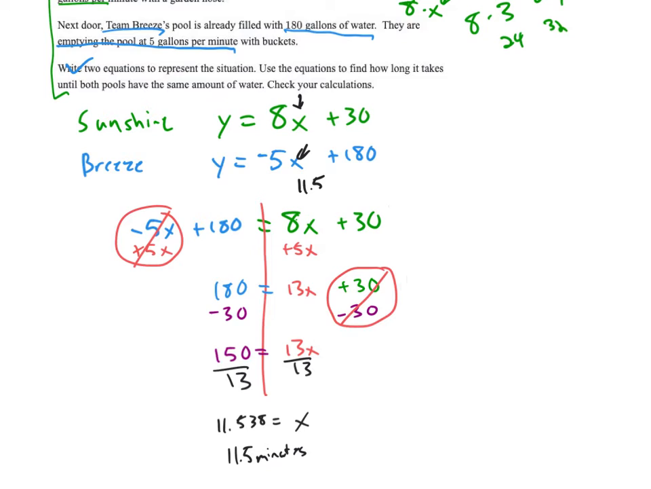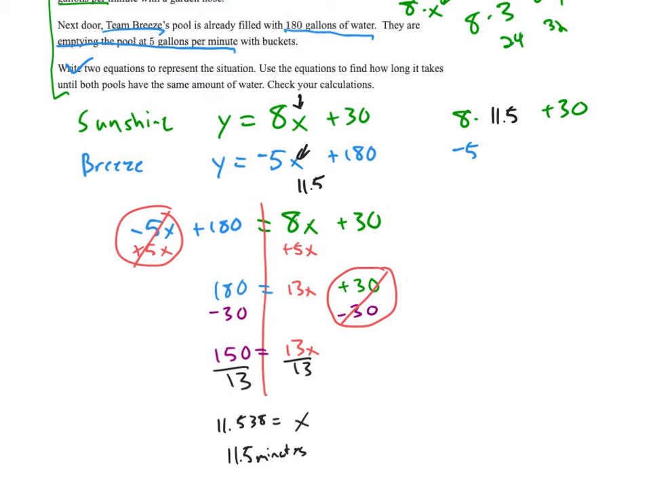Now, because I rounded, it's probably not going to be exactly on. But here, in my calculator, I would just type this in. I'd say 8 times my x, which is 11.5. Then I'd add 30 to it. Let's try that again, 30. And then I do the same thing down below.